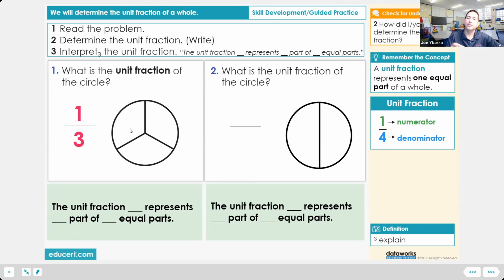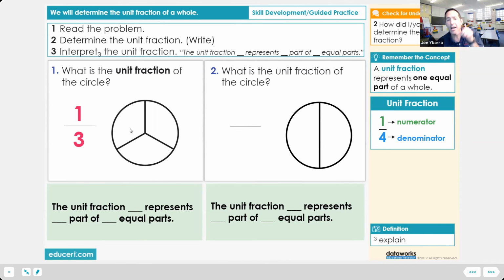Okay, students, in skill development, when we model this, then I ask my kids a question. How did I come up with this unit fraction? Can you articulate my thinking? Can the students explain how you did it? If they can tell you how you did it, then they're going to apply it to their own problem solving.